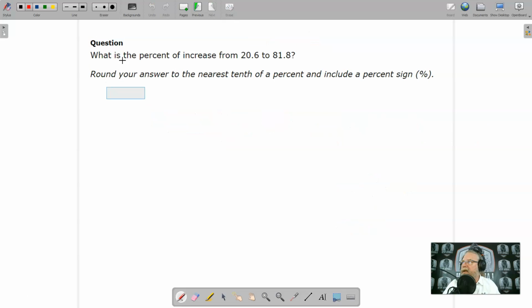Final question. What is the percent of increase from 20.6 to 81.8? So let's go ahead and do that. This would be a good time to show how the absolute value concept kind of comes into play. So original amount, new amount. So let's do the absolute value of 20.6 minus 81.8. And that's going to be over our original amount, which is 20.6.